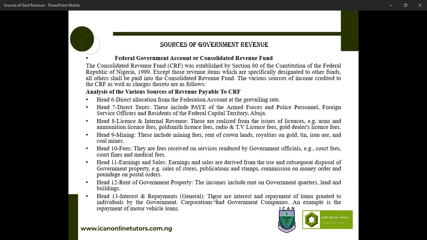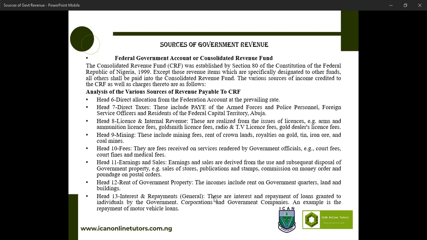Ed 7 are direct taxes, which include pay of armed forces, police personnel, foreign service officers, and residents of the Federal Capital Territory, Abuja. These are direct taxes to the federal government account, which is known as CRF. We have Ed 8, licenses and internal revenue. These are realized from issue of licenses. Examples are arms and ammunition license fees, goldsmith license fee, radio and TV license fees, gold dealers license fees. Ed 9, we have mining, which are solid minerals.